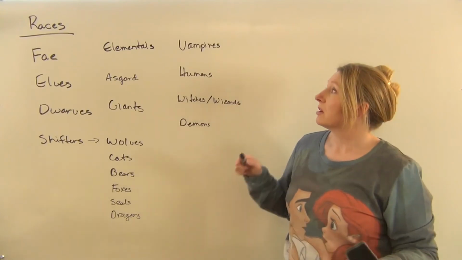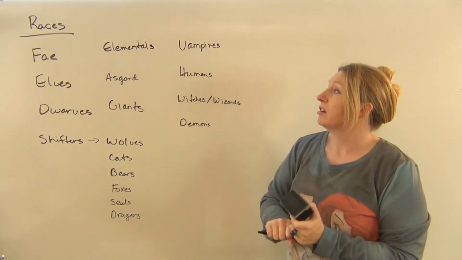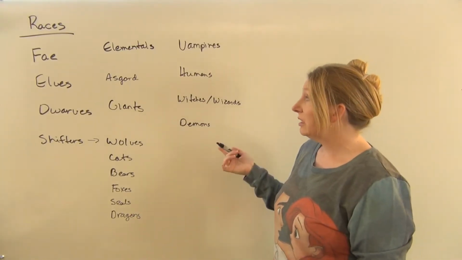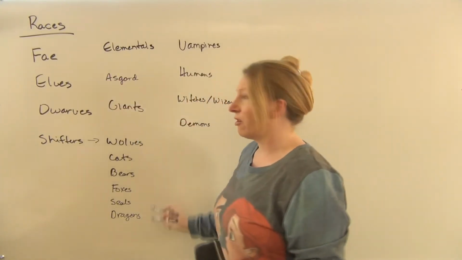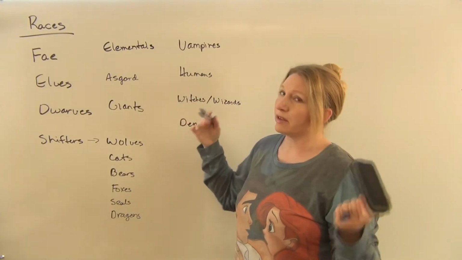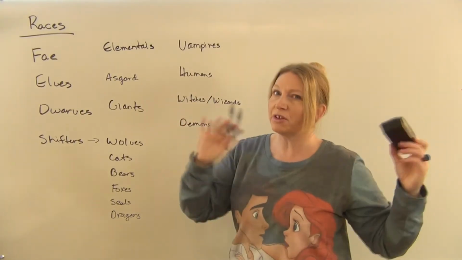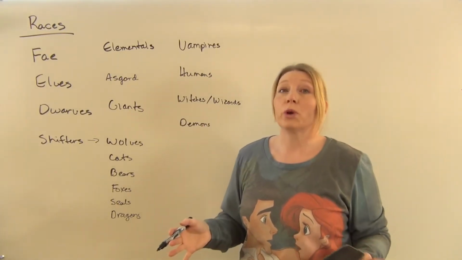First things first. We've got all the races that are typically in urban fantasy. What are we dealing with in mine? Really? I mean, this is a lot. We've got the fae, elves, dwarves, shifters of all kinds. This isn't even the whole list. Elementals, the Asgardians / gods, giants, vampires, humans, witches, wizards, demons, all the different things that could possibly be in urban fantasy. But what does book one deal with?